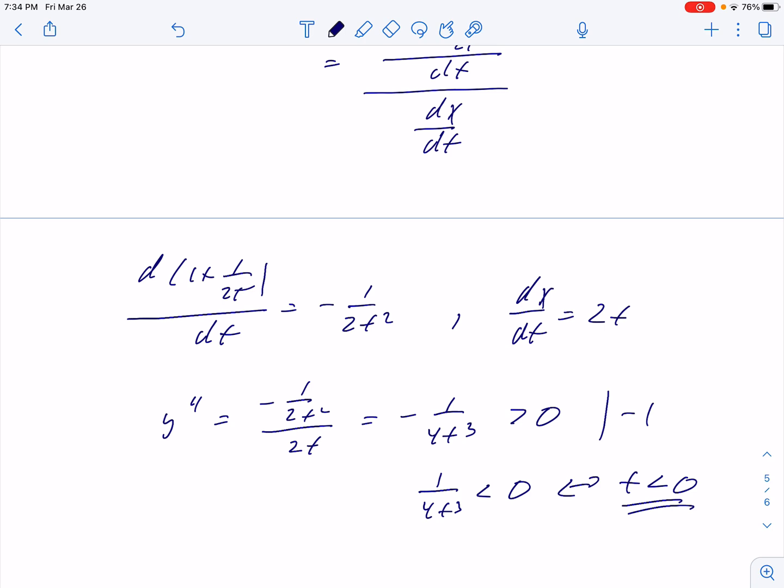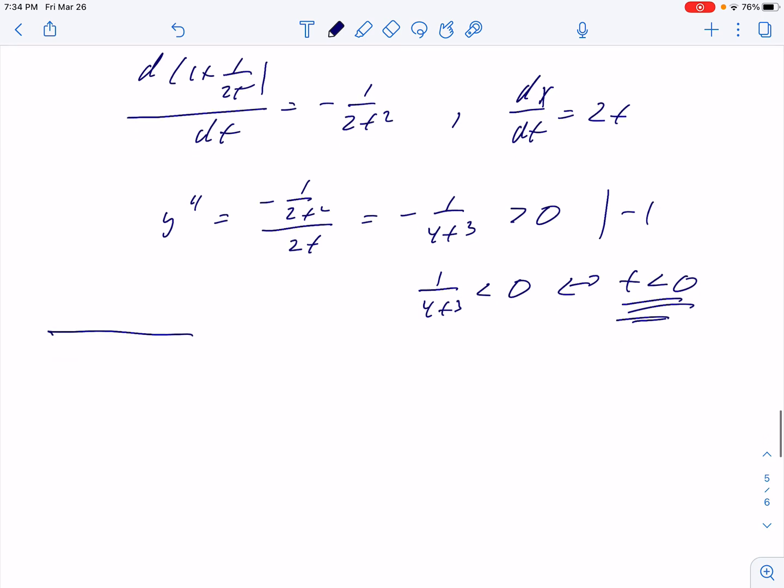Because the numerator is 1, always positive, the denominator determines the sign. When t cubed is negative, t is negative, and when t is negative, t cubed is negative. So this is how we answer this question. What other things can we do?